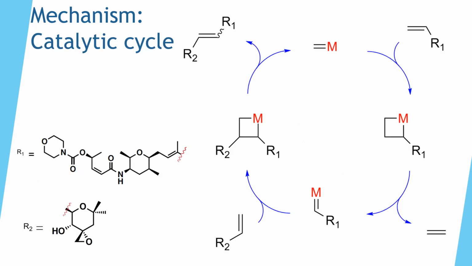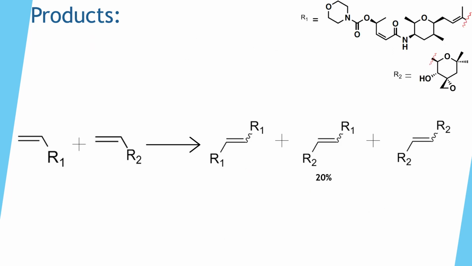So here is the mechanism summed up in a catalytic cycle. During the process, homocoupling and heterocoupling of olefin fragments can occur. This yields three different products. Assuming full conversion, if two olefins of similar reactivity react in a cross-metathesis condition, a maximum of 50% yield of the desired product would be obtained, while 25% of each of the two homocoupling products will be formed. In this case, only 20% of the desired product was produced, meaning that the selectivity favored the homocoupling products. The percentages of homocoupling products were not specified.